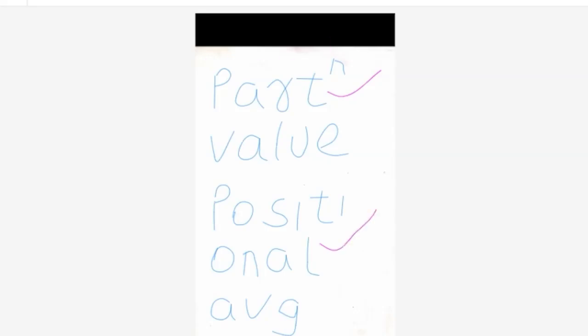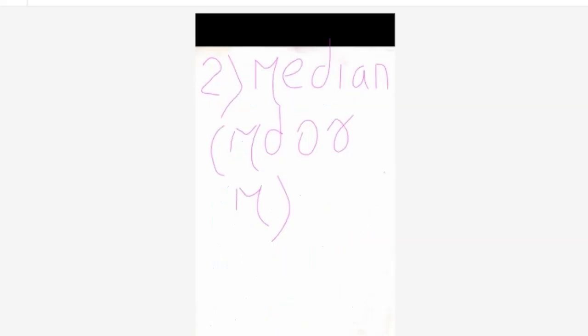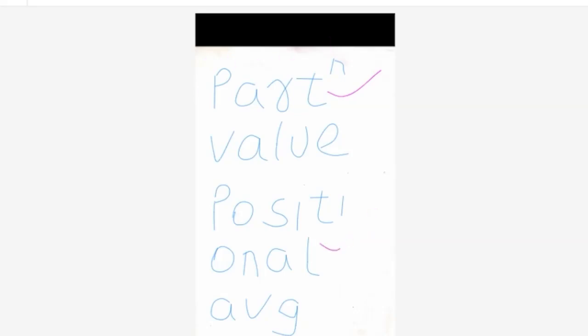Case 1: when n is odd. That means when the number of observations is 3, 5, 7, 9 and so on. In such cases, how to find the median, that we are going to study.